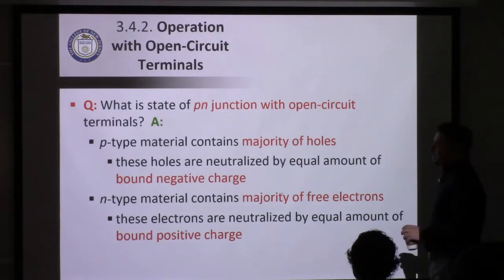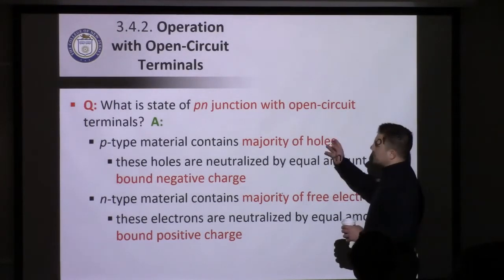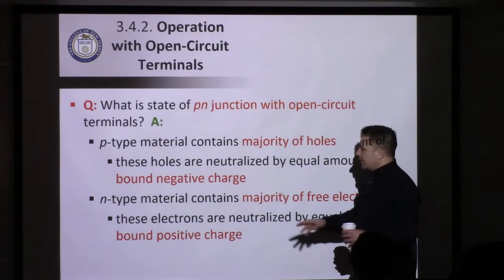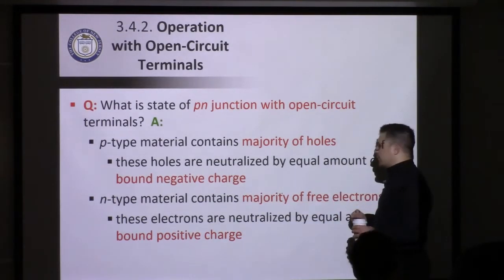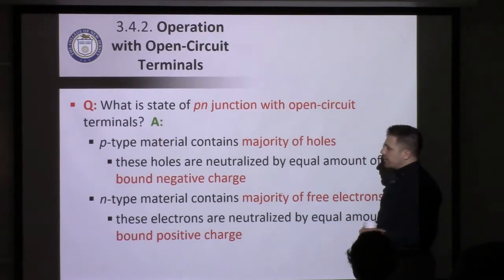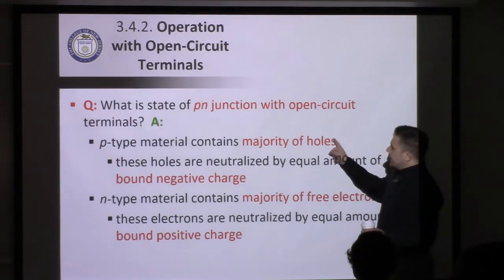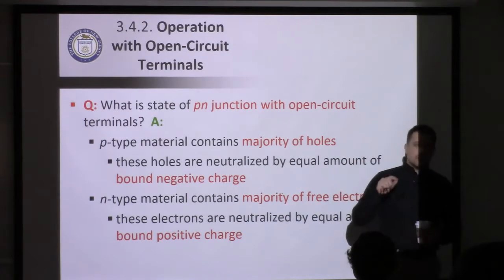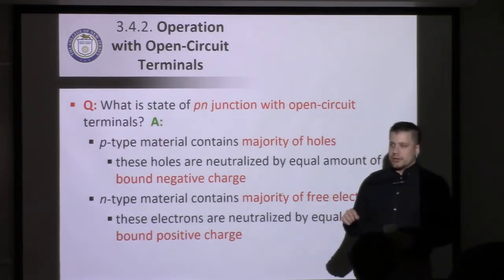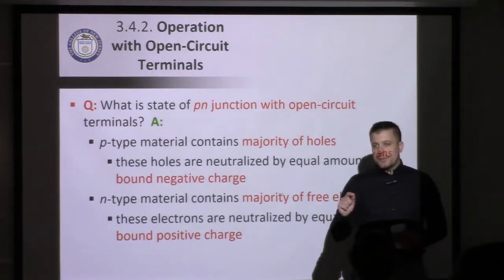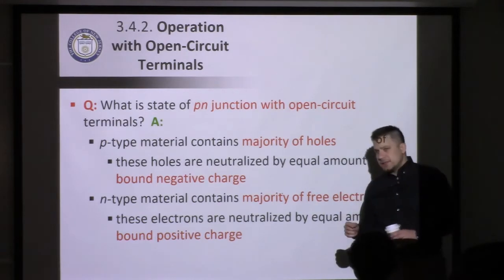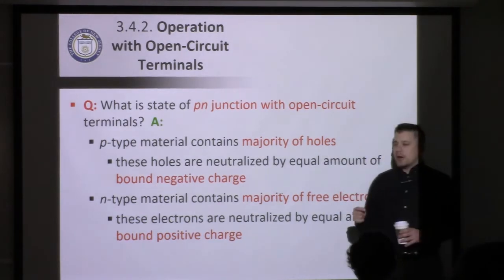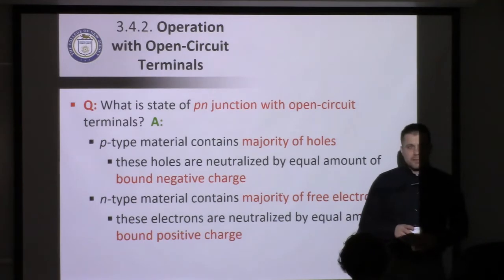The p-type material contains a majority of holes, that's the majority charge carriers, and the n-type material contains a majority of free electrons, again the majority charge carriers. However, these majority charge carriers are neutralized electrically by an equal number of bound charges. These bound charges come from the environment, and they have very specific properties that we're going to talk about once we get into the discussion.